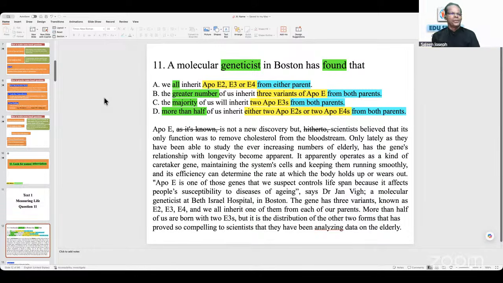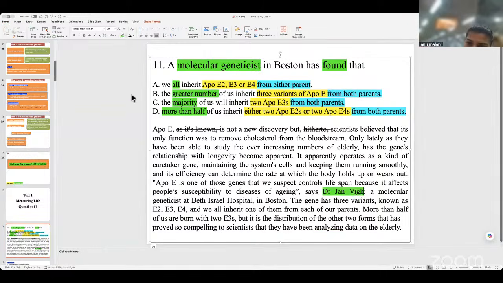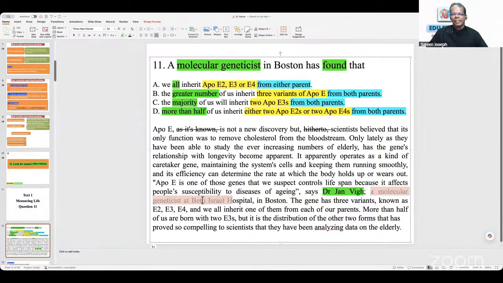Now I asked you to read as per the principle where you have to read for such questions. It's the name. You have to go to the designation. Where is the designation? A molecular geneticist. You have to scan immediately for the name, because if there are names, now you see here there is only one name, right? Yes, Dr. Jen. And a molecular geneticist. And here it is not a comma, it is a semicolon.